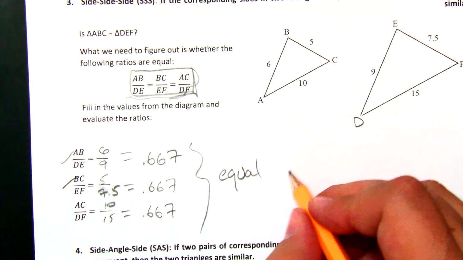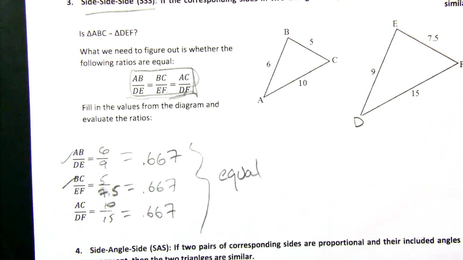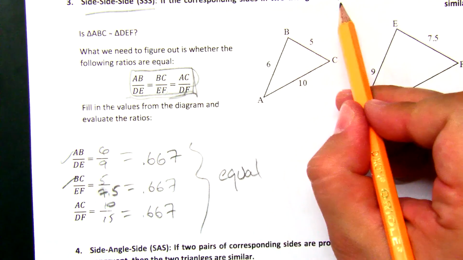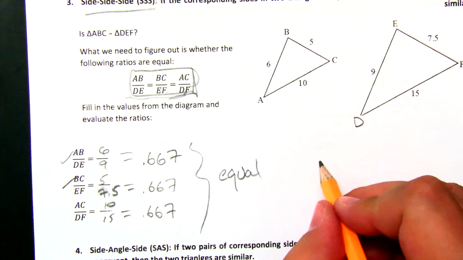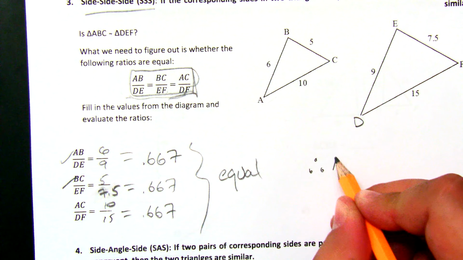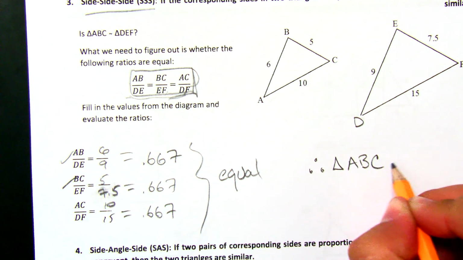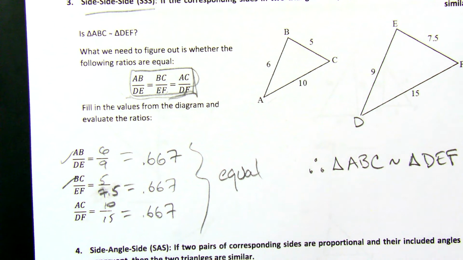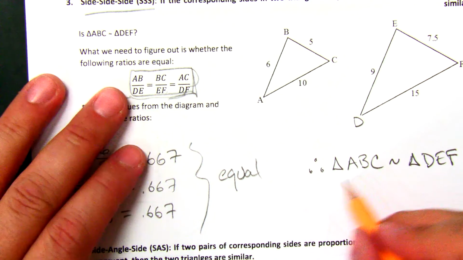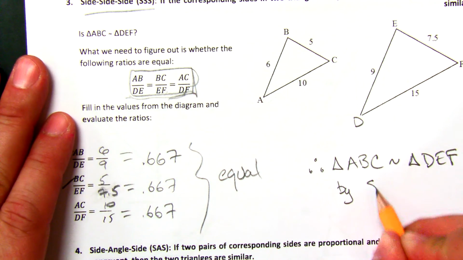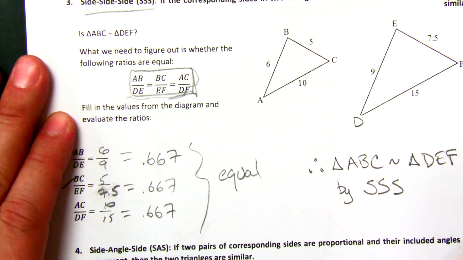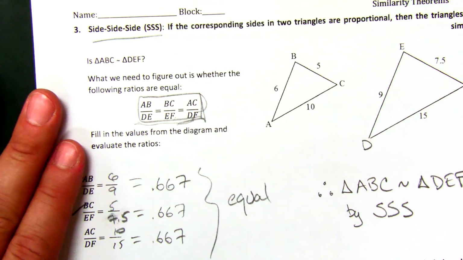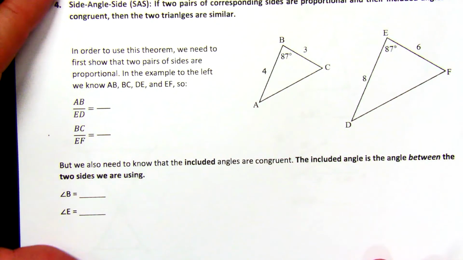Okay, so therefore, by side-side-side similarity, since the corresponding sides are proportional, I could say triangle ABC is similar to triangle DEF. Done. I would say that's by side-side-side. Right? Okay. Last one is called side-angle-side.